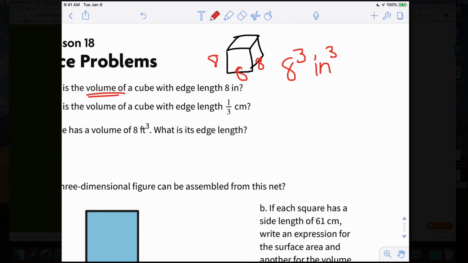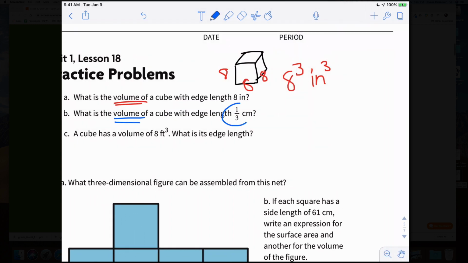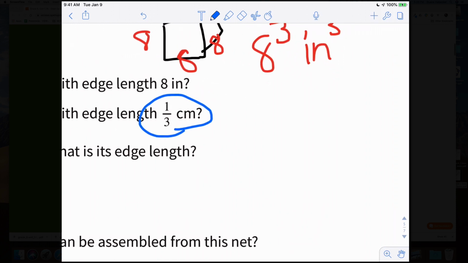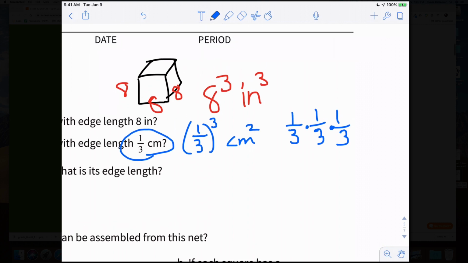But you could figure that part out. It's 8 cubed, inches cubed. Now, what is the volume of a cube with each edge length being a third of a centimeter? So we know it's going to be 1/3 cubed centimeters cubed. Now this one's actually pretty easy because 1/3 times 1/3 times 1/3, because that's what 1/3 cubed means. And so that's 1/27 centimeters cubed. And actually this should have been centimeters cubed.